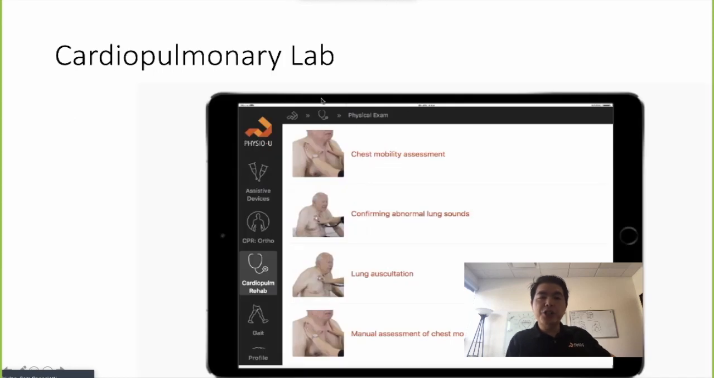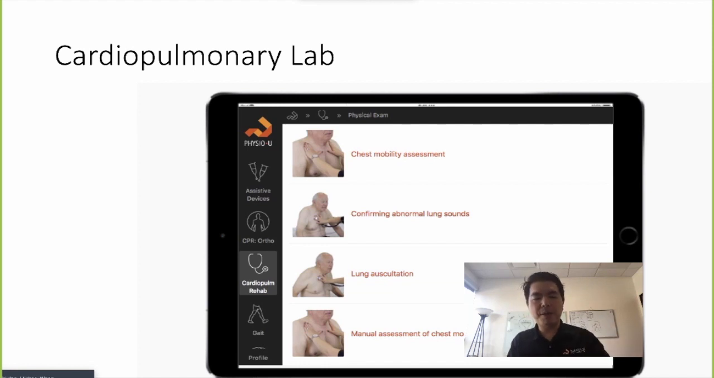So I want to show you cardiopulm just briefly. Imagine every technique the students are going to have to learn about cardiopulm, from examination to treatment, are all in your cardiopulm app. So we built this because my chair who teaches cardiopulm says, hey, the students are having a hard time. They have no context.